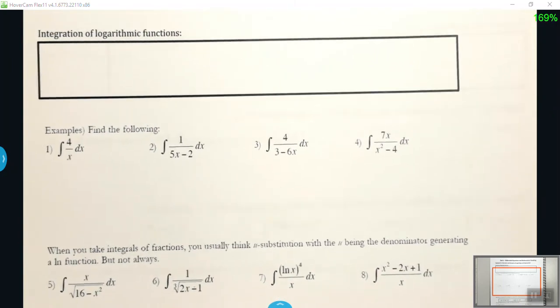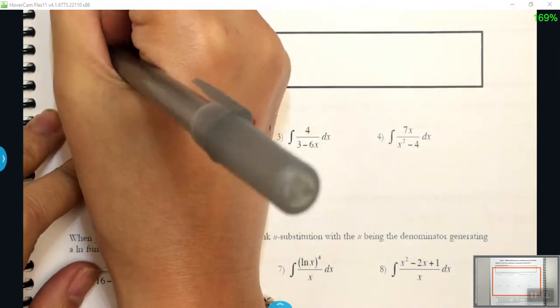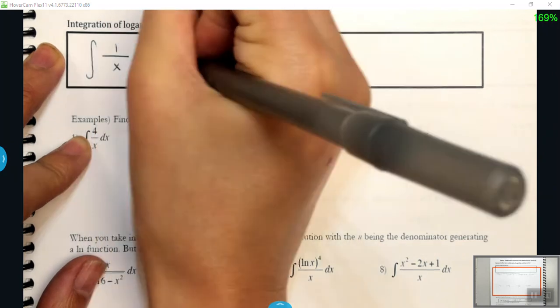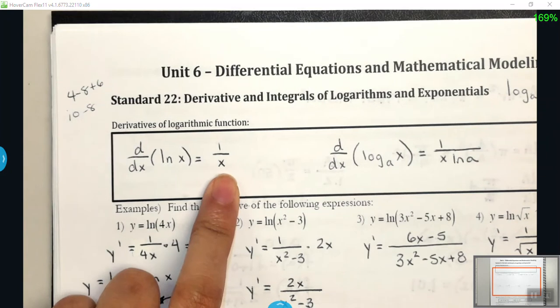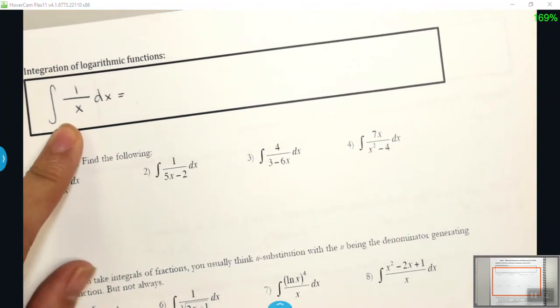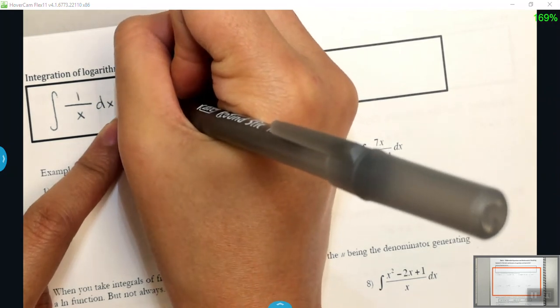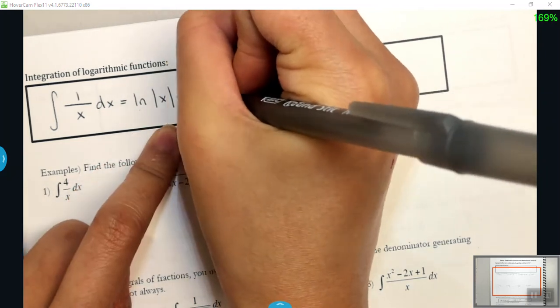All right, let's go to integrating logs now. You ready? This is where things get tricky. Integration always is where things get tricky. So, the integral of 1 over x is, you know the derivative of natural log x is 1 over x, so the integral of 1 over x is natural log absolute value of x plus c.